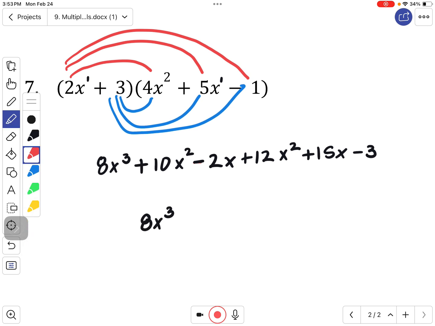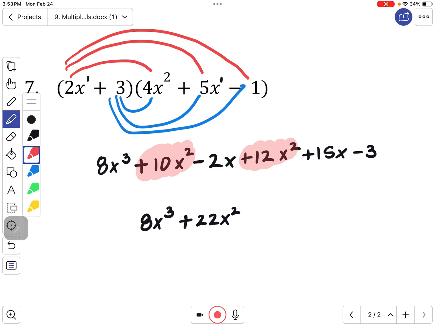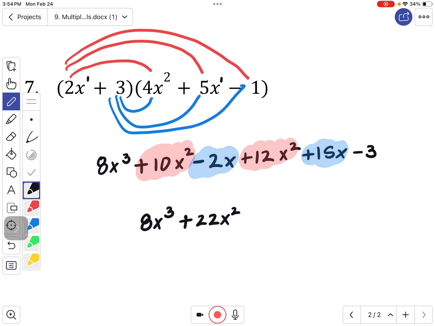And then anything with the power of 2 is going to come next. So this is a positive 10x squared, and this is a positive 12x squared. So together, they're going to make a positive 22x squared. So I'm going to say plus 22x squared. Okay, now I'm going to combine anything with just an x on it. So this one has a negative in front of it, so it's going to be a -2, and this one has a positive 15. So it's a -2 plus 15. That's going to give me a positive 13x. And then finally, I'm just going to plop that -3 on the end.